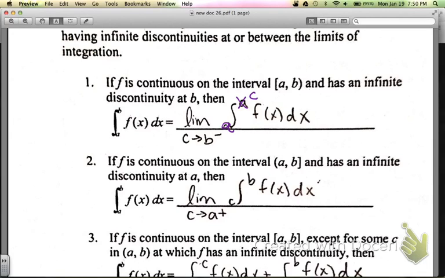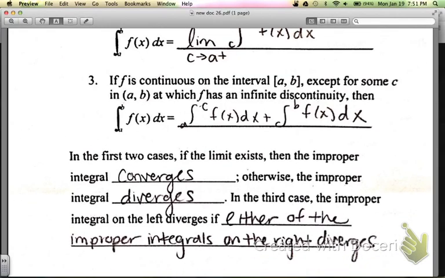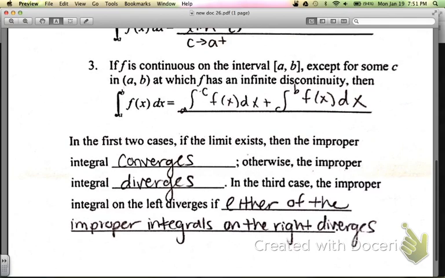For the second one, if f is continuous on the interval from a to b and has an infinite discontinuity at a, then the following is true. It's the limit as c approaches a from the positive side, or from the right-hand side of the integral of c to b f of x dx. And for the third one, if f is continuous on the interval from a to b except for some value at c in the function. So if some value in this interval from a to b is going to make that function discontinuous, then you're going to have to account for that. So you're going to break it up around whatever point makes it discontinuous.